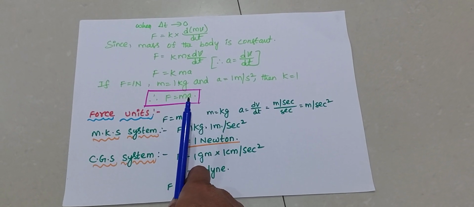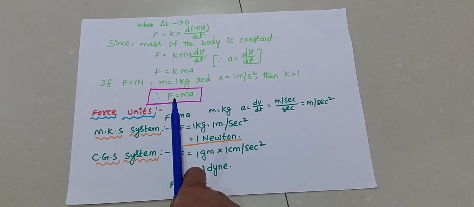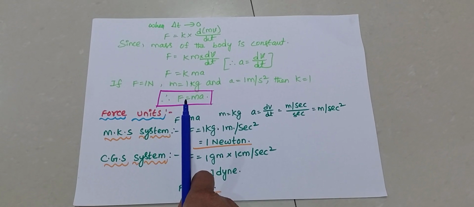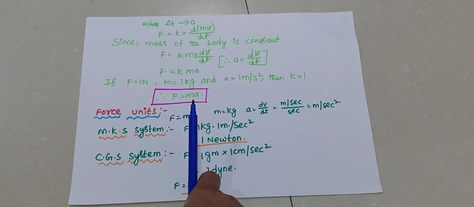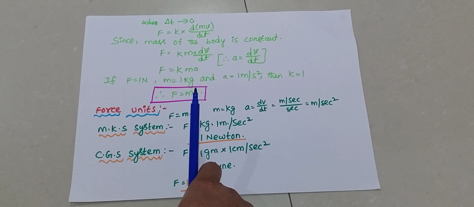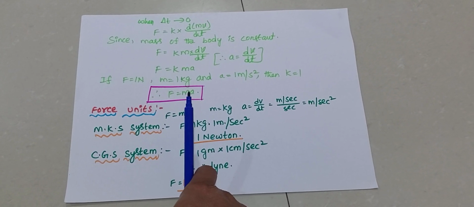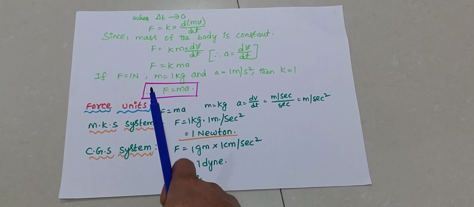F is equal to ma. Here the net force acting on the body is equal to the product of mass and acceleration. This is the definition of force.